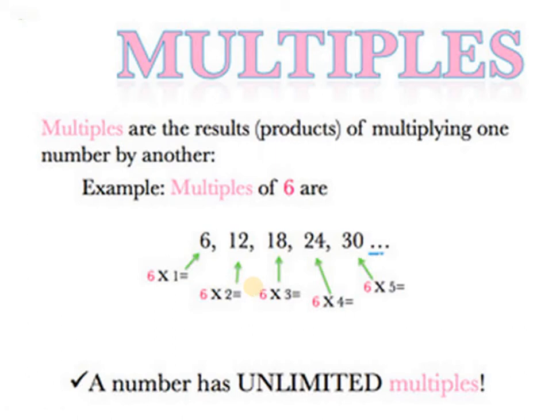What does multiples mean? Multiples are the result. By result we mean products of multiplying one number by another. So multiples of 6 are many. 6 ones are 6, 6 twos are 12, 6 threes are 18, 6 fours are 24, 6 fives are 30 and so on. In this way, a number has unlimited multiples. We can find multiples wherever we want to, like 6 multiplied by hundreds. So in this way, we can continue it. So there are unlimited multiples of a number.